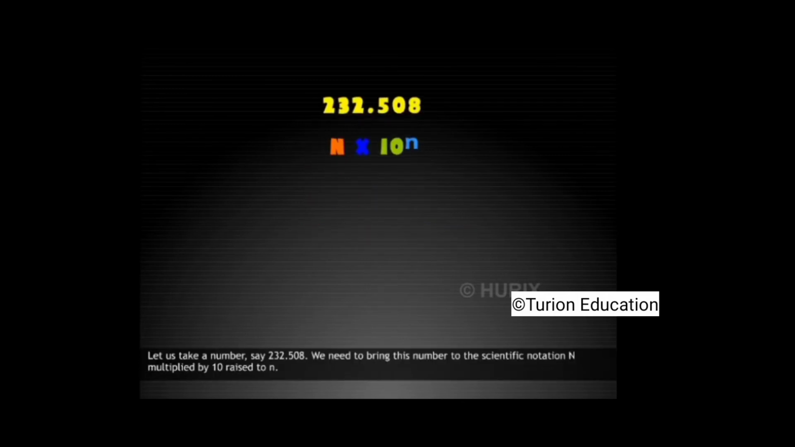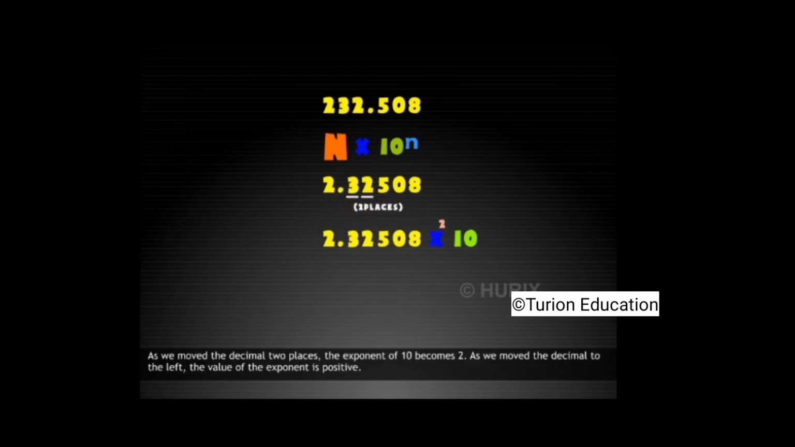Let us see how this is done. Let's take a number, say 232.508. We need to bring this number to the scientific notation N multiplied by 10 raised to n. We take 232.508, and as N has to be between 1 to 10, we move the decimal 2 places to the left, and it becomes 2.32508. As we move the decimal 2 places, the exponent of 10 becomes 2. As we move the decimal to the left, the value of the exponent is positive.